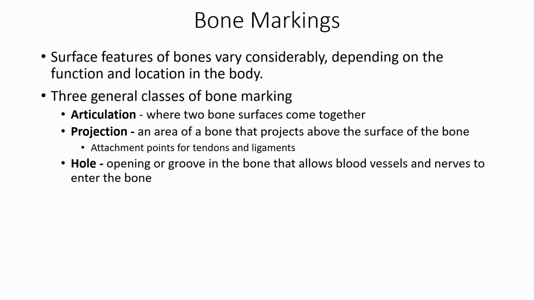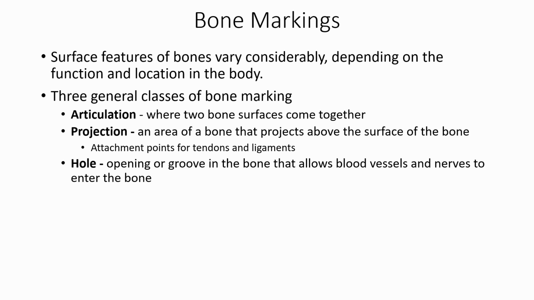Now, with this particular chapter, the thing that makes it a little bit tricky is not just that we have to know the names of a bunch of bones. We also have to know different markings on the bones. There are three general classes of bone markings. These are things that you can use to help identify bones. These are like surface features. Every individual bone is a little bit different depending on what that bone is made to do and where it's found in the body. So the markings we find on a humerus are going to be very different from the markings we find on something like a cuneiform.